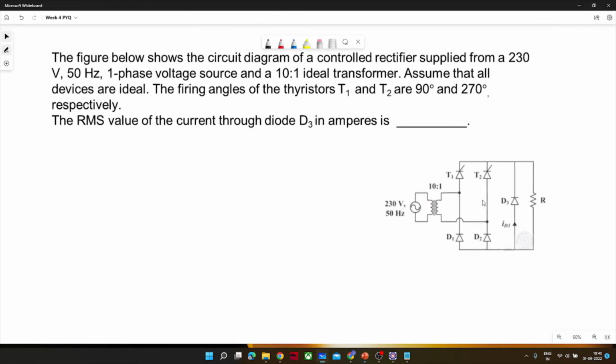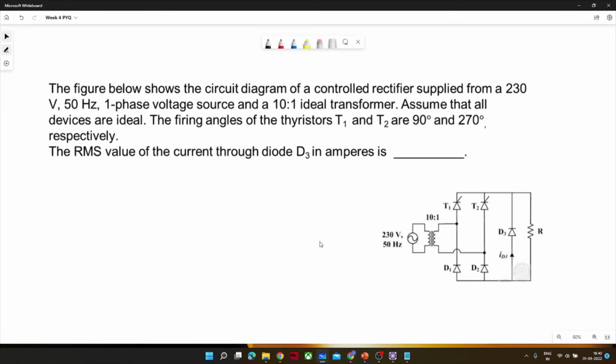So let me show you the problem. In this problem, we have to find the current through this diode. What will be the value of current through this diode? It also appeared in GATE 17.